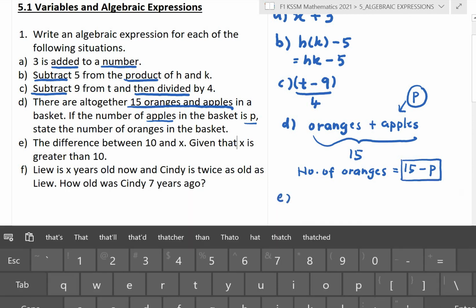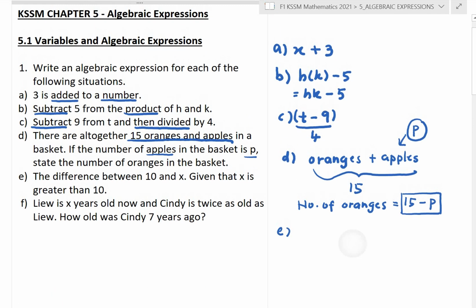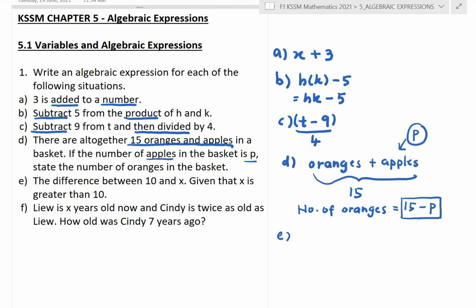Okay, alright. So, given that X is greater than 10, the difference between 10 and X. Okay, macam kita tahu difference means tolak, beza. So, bila kita nak bezakan, dia mestilah nombor yang besar di hadapan dan nombor yang kecil di belakang.